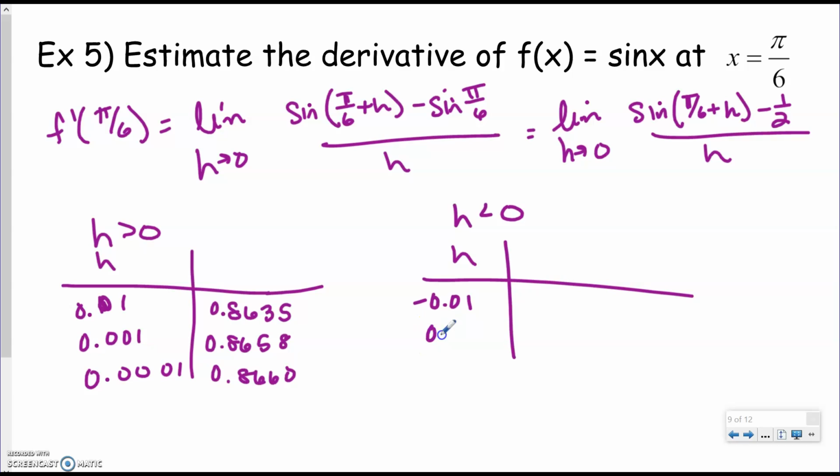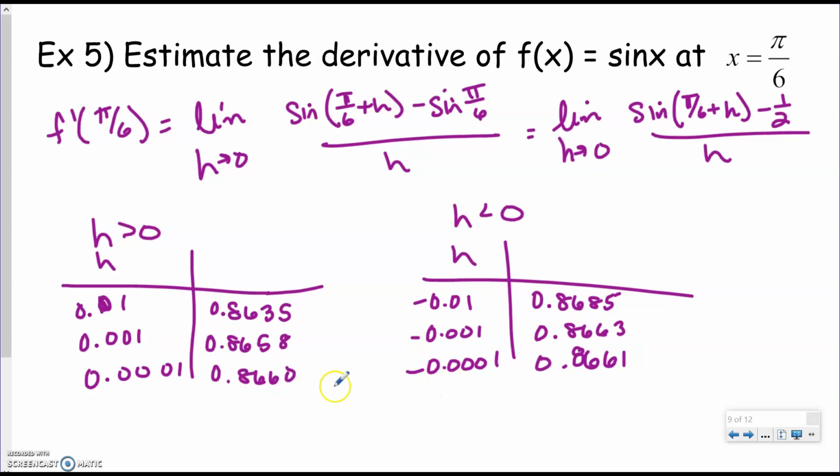When h is less than 0, if I plug those into the formula using my calculator, just changing my signs there, those negative, I get 0.8685, 0.8663, and 0.8661. So you'll notice that the closer we get to 0, the closer our limit gets to, and I'm going to use approximately equals here, 0.8660.